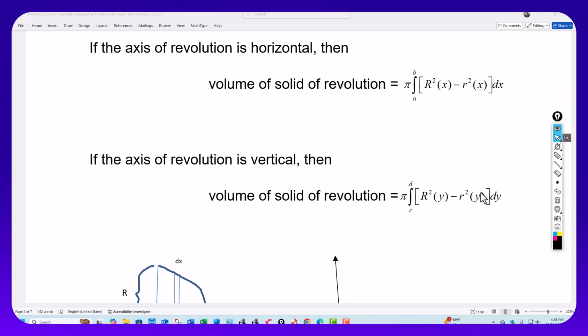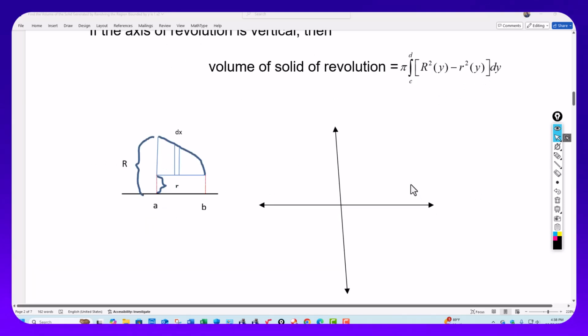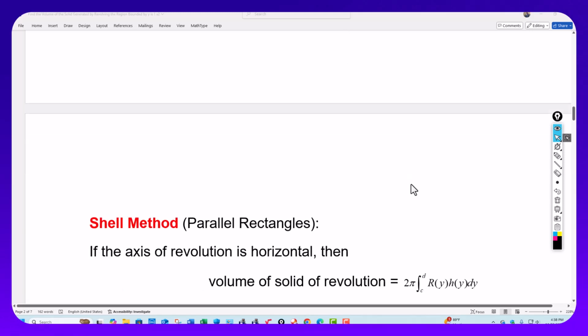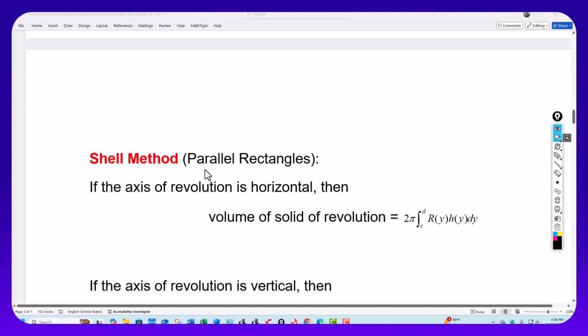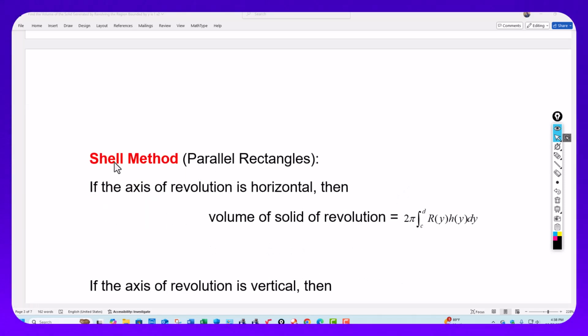Same thing again, if the base of that region is on the y-axis, then the r will be 0, and you're just going to have the r squared. Otherwise, you just put in whatever you have, integrate, and then evaluate. Now, in some cases, you might have the representative rectangle parallel to the axis. This is called the shell method.